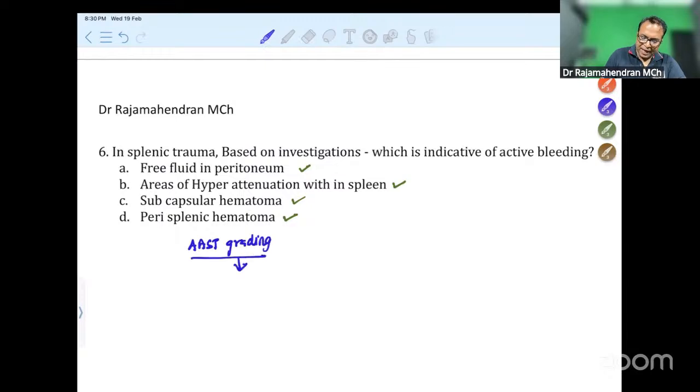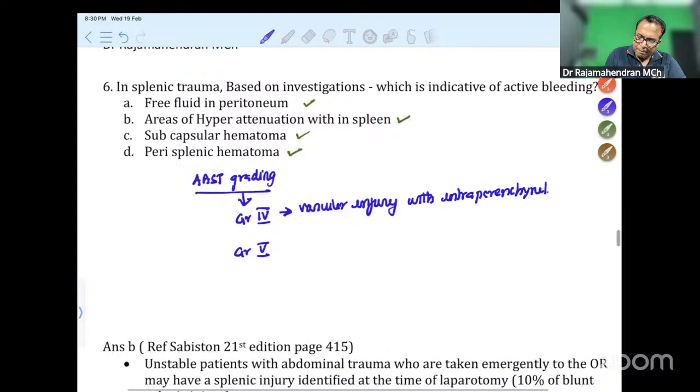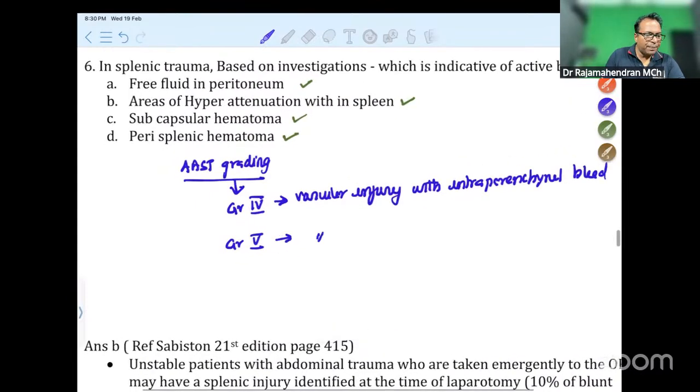A new update, they have added grade 4 and grade 5, 2 points are added. Grade 4, there is a vascular injury with intraparenchymal bleed. Grade 5 is vascular injury with a peritoneal bleed. The peritoneal cavity is full of blood. So that is grade 5.